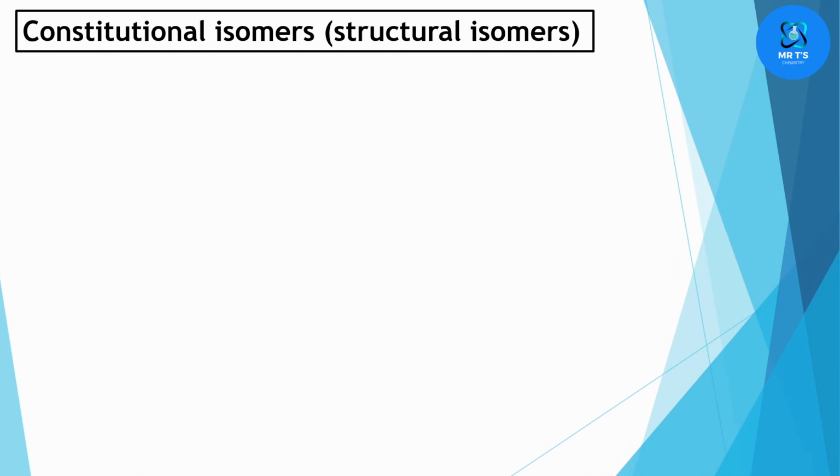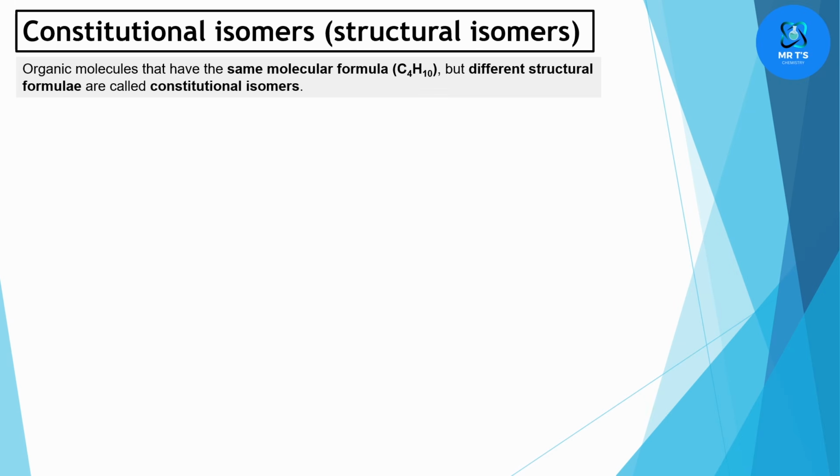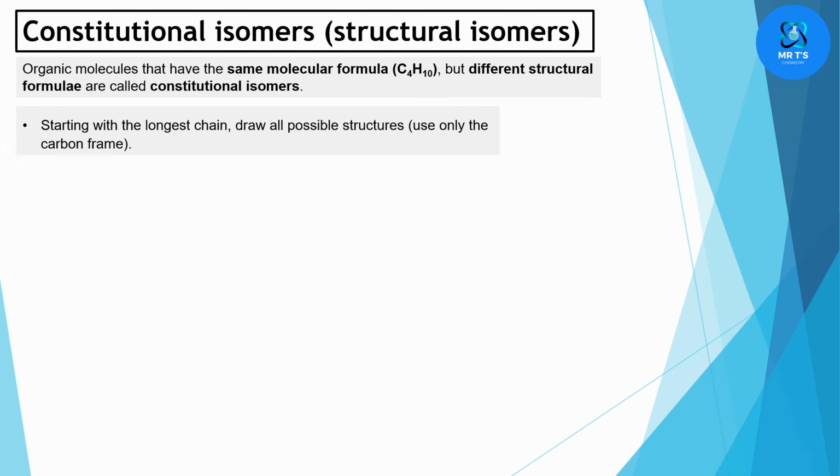Okay, so at the end of this video, I want you to feel confident to draw the constitutional isomers from a molecular formula. So what are constitutional or structural isomers? Any organic molecules that have the same molecular formula, in this case let's say C4H10, but different structural formulas, they are arranged in different ways, are called constitutional isomers or structural isomers. Let's have a look at what I mean by this.